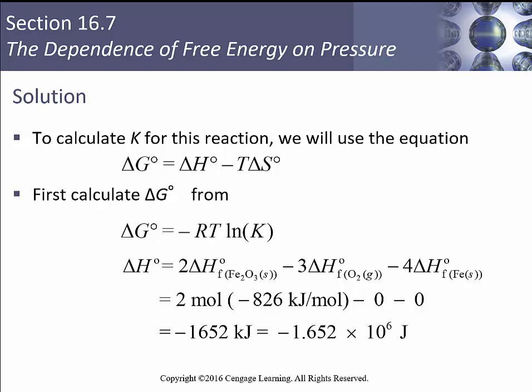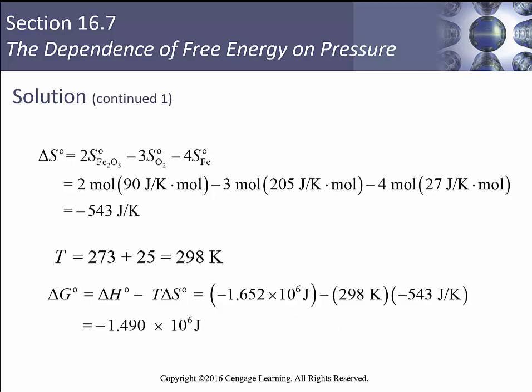Minus 4 times the enthalpy of formation of the iron solid. So we're going to get 2 moles times minus 268 minus 0 plus 0, which is going to give you minus 1,652 kilojoules, or minus 1.65 times 10 to the 6th joules. That's our delta H.